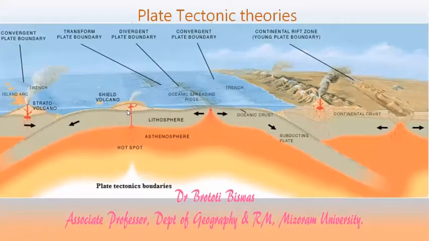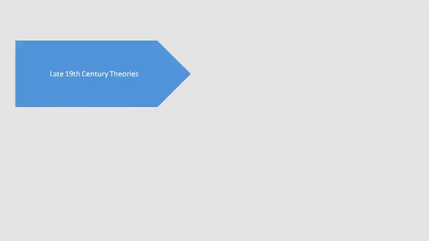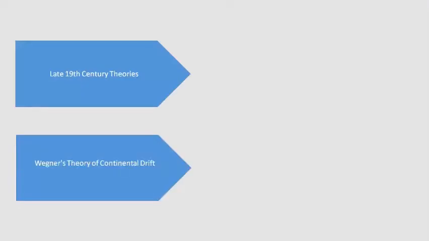There have been several theories which attempt to explain why the mountains, the earthquakes, the volcanoes, etc. occur, and wherever they are occurring, why they occur at that place, or the various types of deformation events, or how the various continents have been shaped. So there have been various theories, and we can divide these theories into basically two types. One is the late 19th century theories, and the other one is Wegener's theory of continental drift.